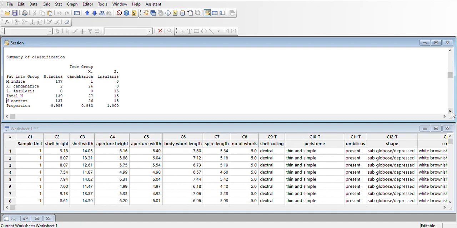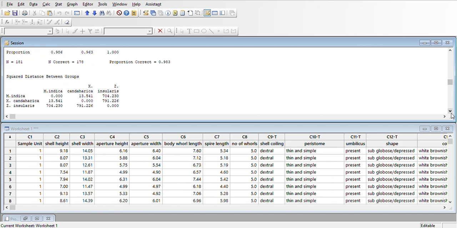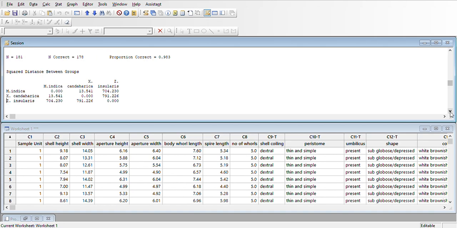So it means that the summary of the classification shows that we are quite good in our identification. Similarly, 181 were the total number, and out of 181, 178 have been correctly identified. The proportion correct is 0.98, meaning 98%. We are fine with it. We are correct in our identification.